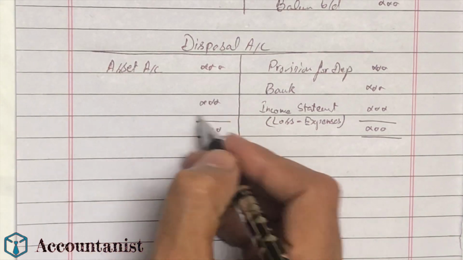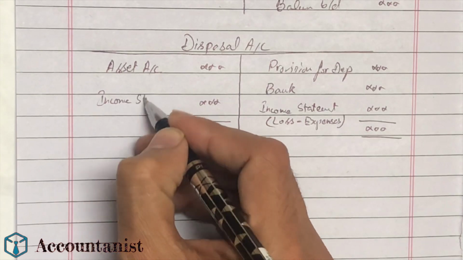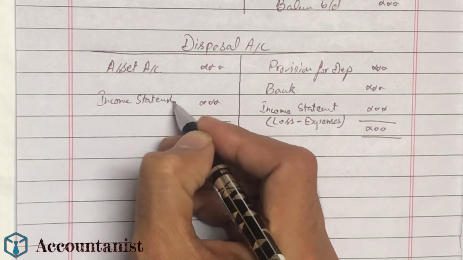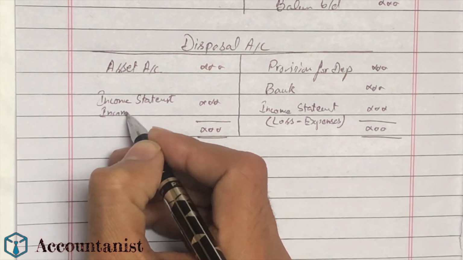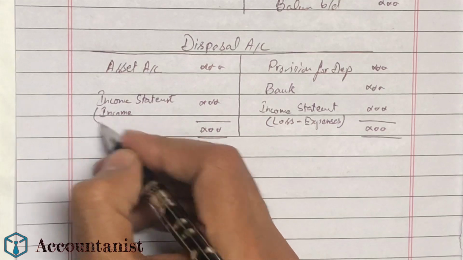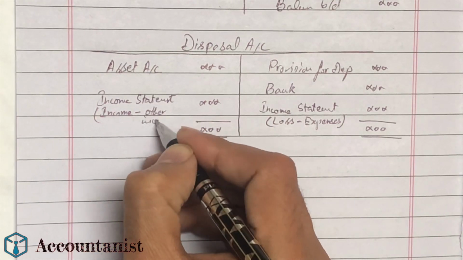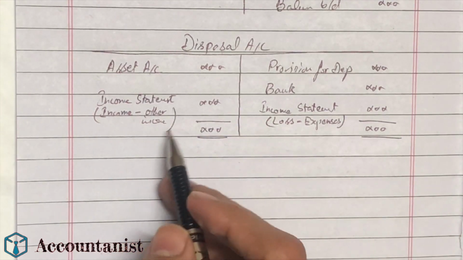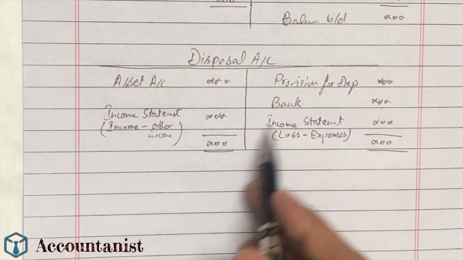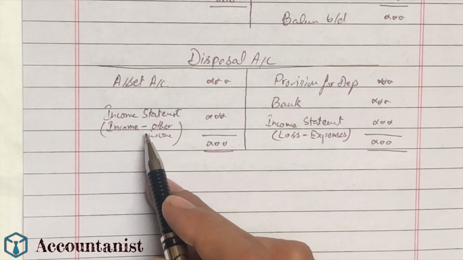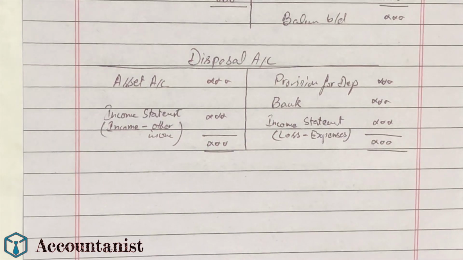If the balance comes on the other side, it will also be mentioned with the income statement, but this time it will be income, meaning profit on disposal, so that goes to the other income section in the income statement. So these are the three accounts that we'll have. Why do we make this disposal account? To know whether we make a profit on disposal or a loss on disposal.